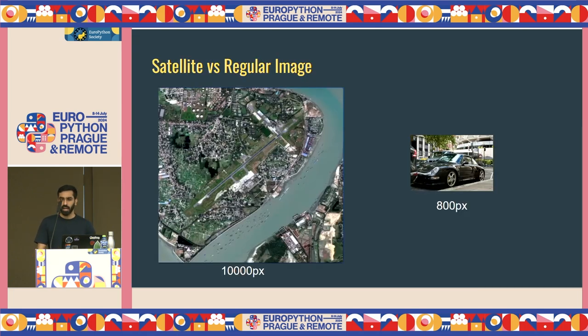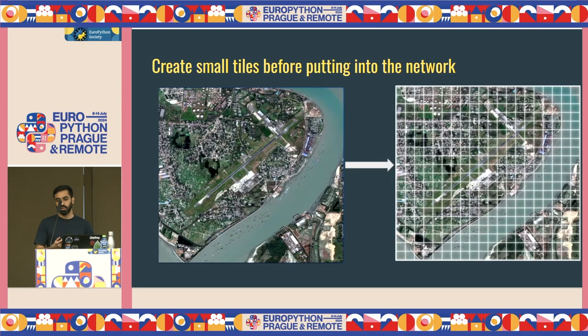Now, if you compare a satellite image with a regular image, you'll see that a satellite image has much more pixels as compared to a regular image. Hence, a deep learning model won't be able to process all of it at once. So we divide it into smaller chips in order to do the processing.